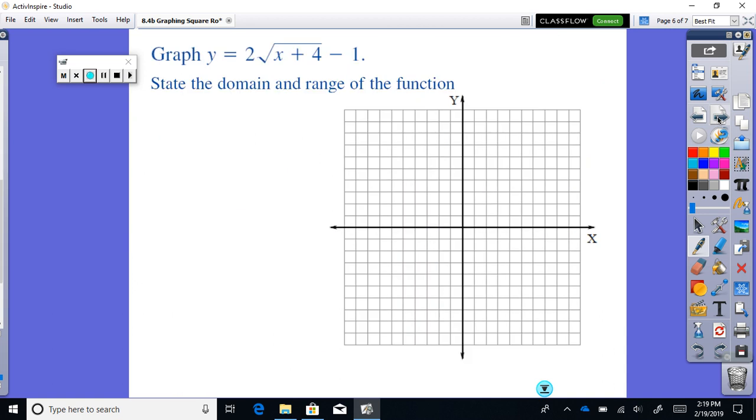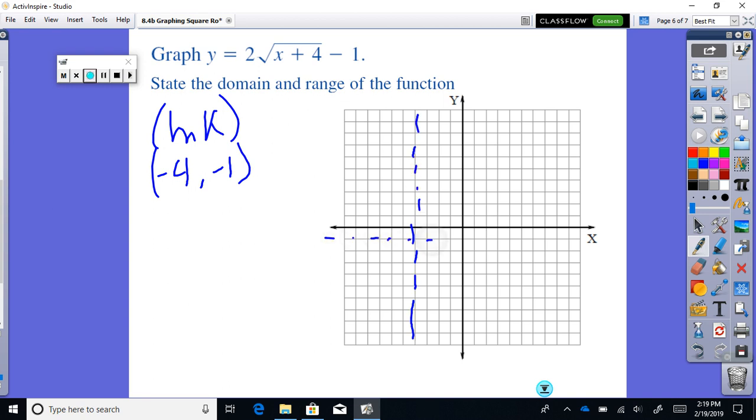Okay, one more example. So, square root, find h, k first. So this one would be -4, -1. Use that to shift your whole graph. Then you shift the whole graph to the left 4 and down 1.